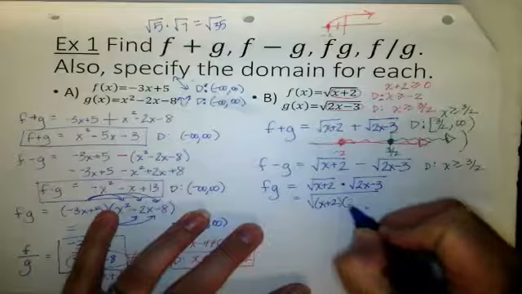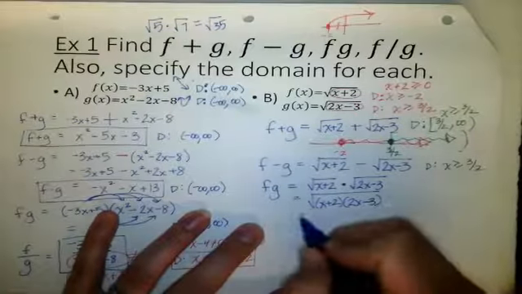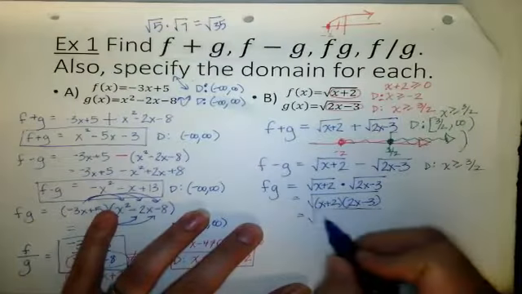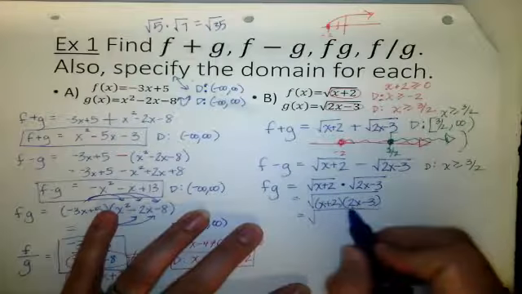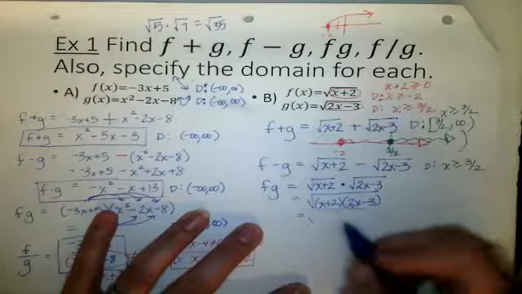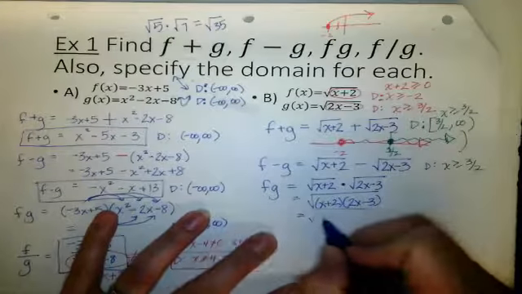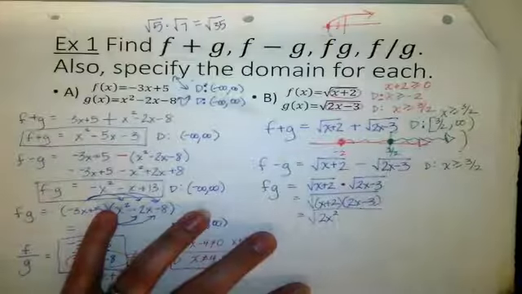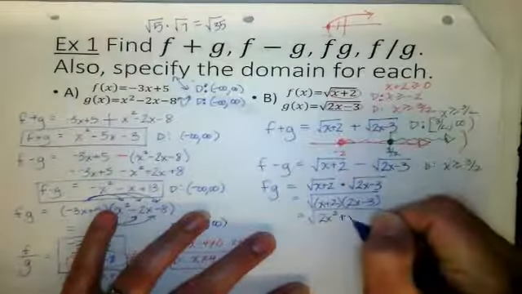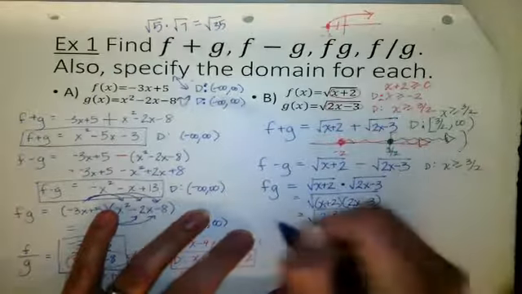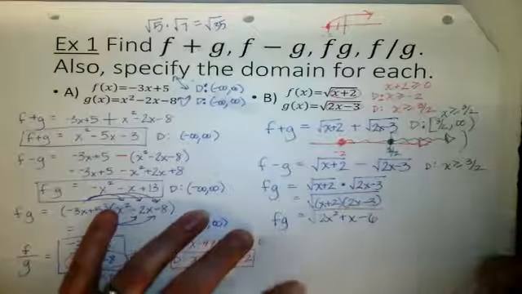You do have to FOIL it. I kind of like writing it in bubble form. That's actually nice. 2x squared minus 3x plus 4x minus 6. So there is your fg simplified.